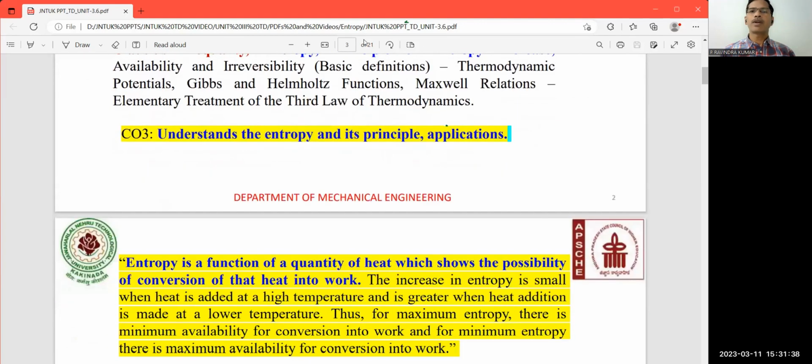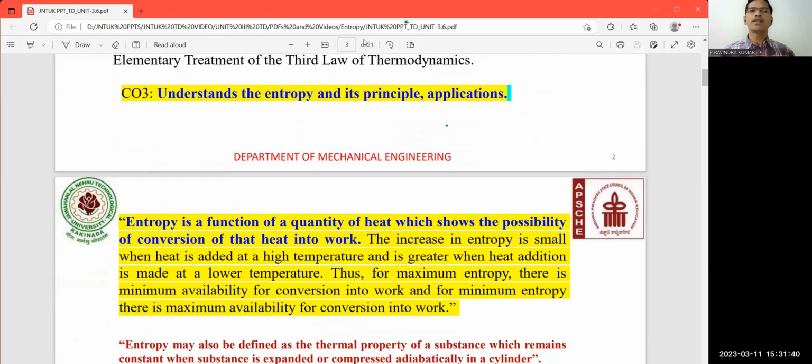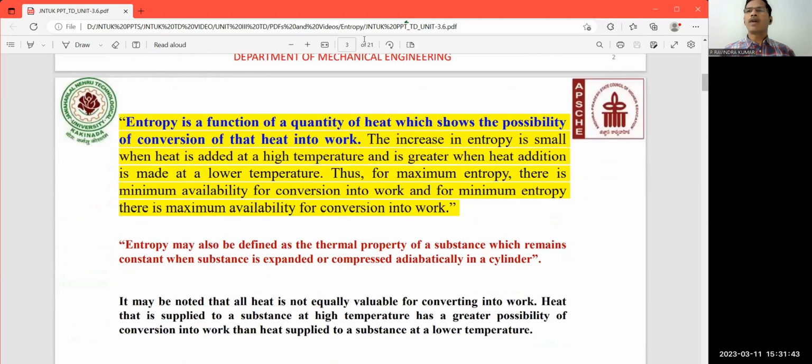Entropy is a property of a system, an extensive property. Internal energy is a property, enthalpy is a property, entropy is also a property. In this connection, we have specific internal energy, specific enthalpy, specific entropy. A student should not forget the difference between the property and the specific property: entropy and specific entropy, enthalpy and specific enthalpy, internal energy and specific internal energy.